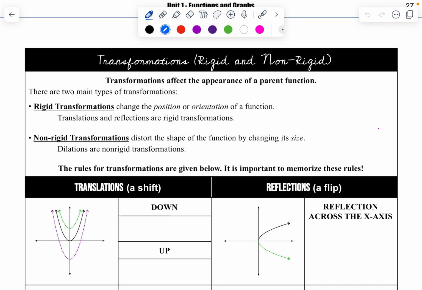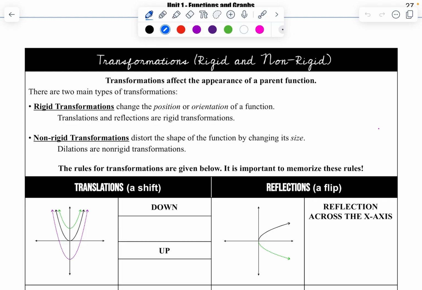We are going to look at transformations, both rigid and non-rigid. Transformations affect the appearance of a parent function. There are two main types. Rigid transformations just change the position or orientation, so translations and reflections are rigid transformations. The basic shape stays the same, we just move it or flip it in some way.